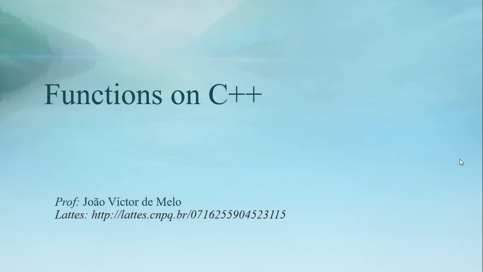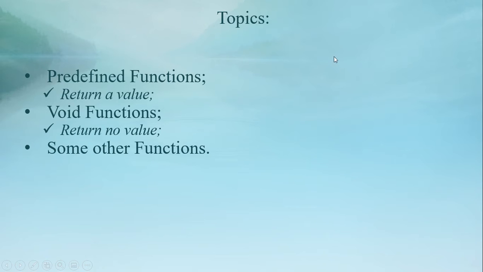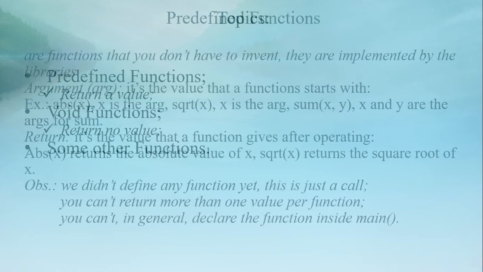So, let's continue. The topics are predefined functions, and we're going to learn almost everything about them. We're using the book of Savage. Predefined functions return a value. We're also going to learn void functions, that return no values, and some other functions.